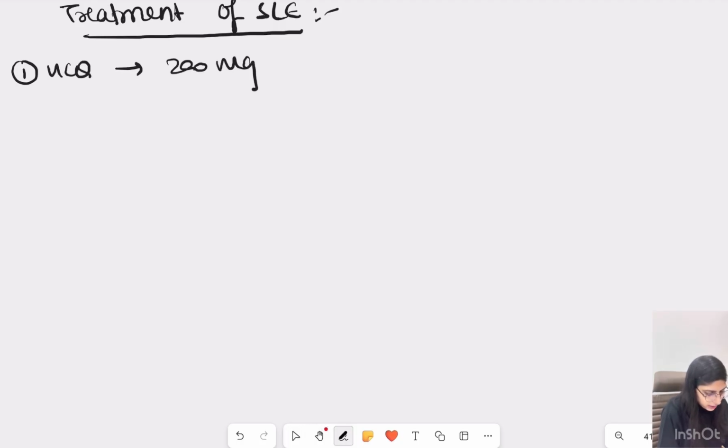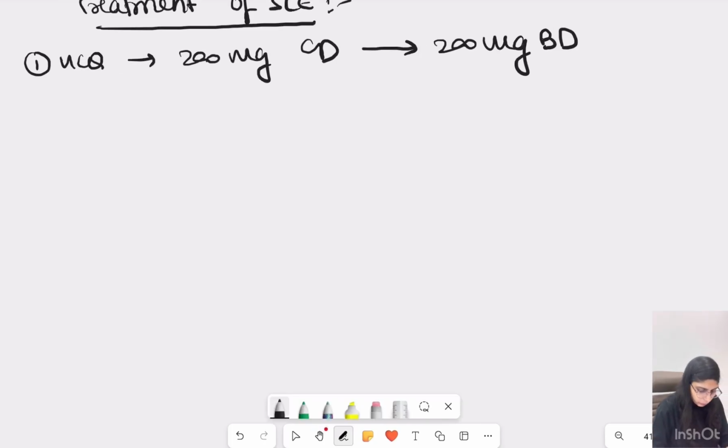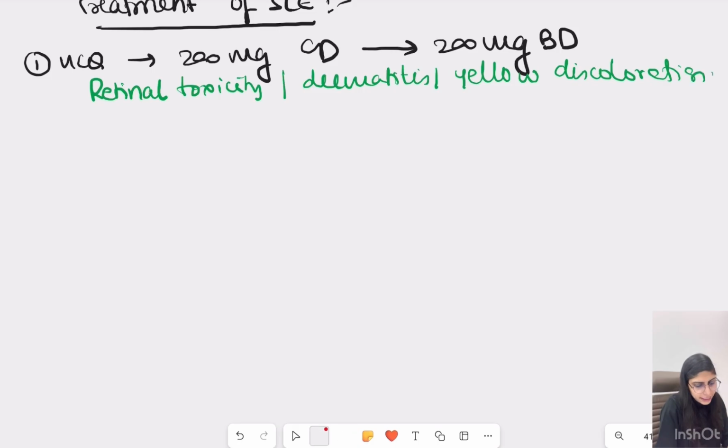HCQ. So HCQ is used as 200 milligram once a day or 200 twice a day. Usual dose that we start with is 200 once a day, and we can go up to 200 milligram twice a day depending on the patient's response. This can lead to retinal toxicity. It can lead to a severe dermatitis. It can also lead to yellowish discoloration of the skin. So retina and skin. What does HCQ affect adversely? Retina and skin.